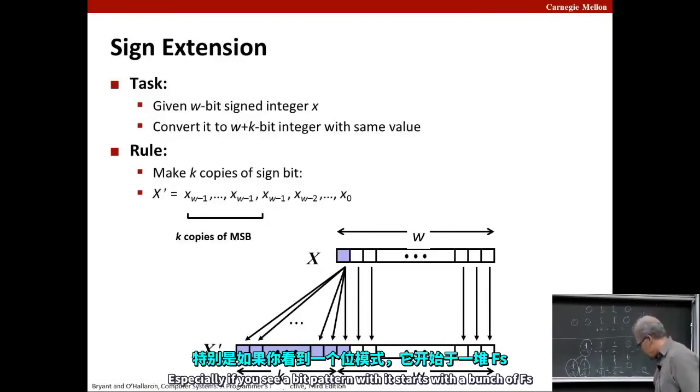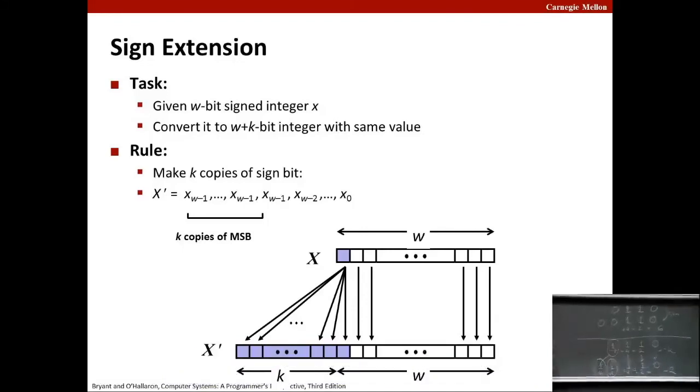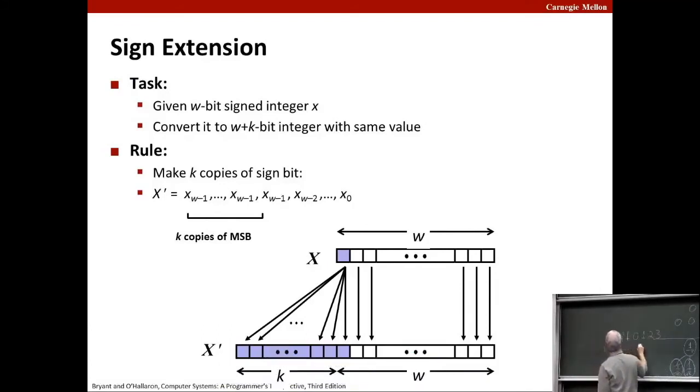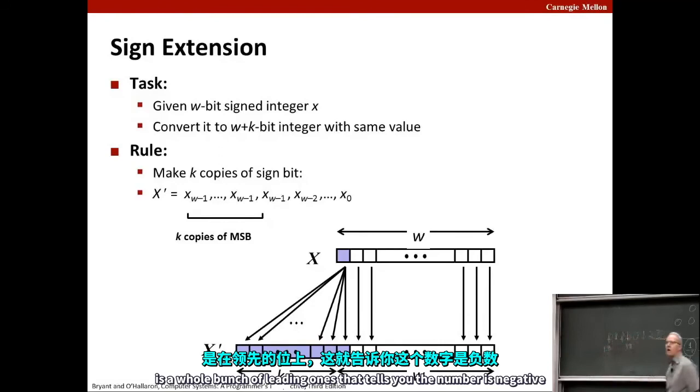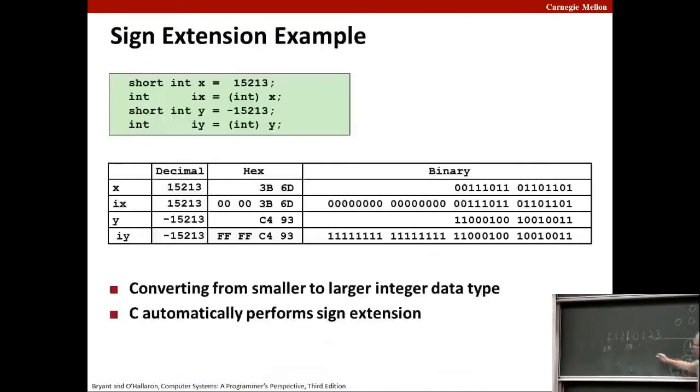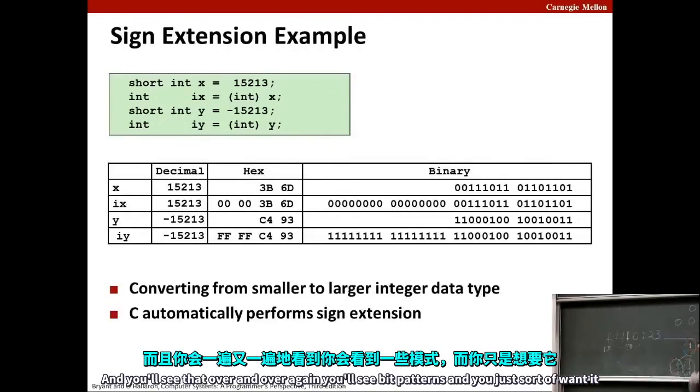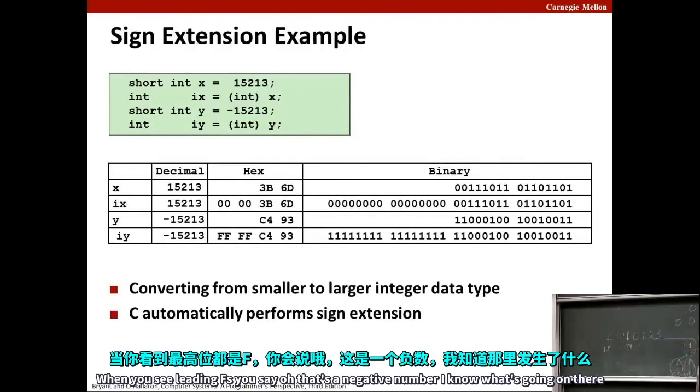And you'll see that a lot in bit patterns, especially if you see a bit pattern that starts with a bunch of F's. Remember, F is just 4 ones, so that is a whole bunch of leading ones. That tells you the number is negative, but not too far away from 0. You'll see that over and over again. When you see leading F's, you say, oh, that's a negative number. I know what's going on there.